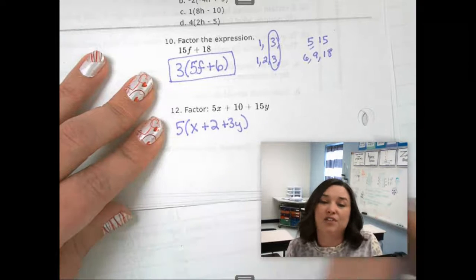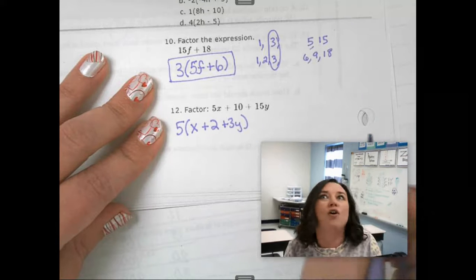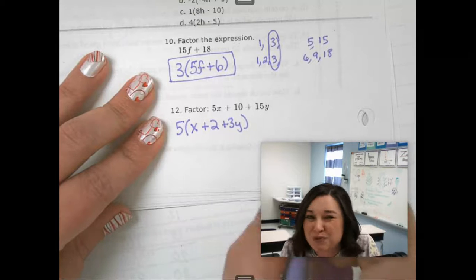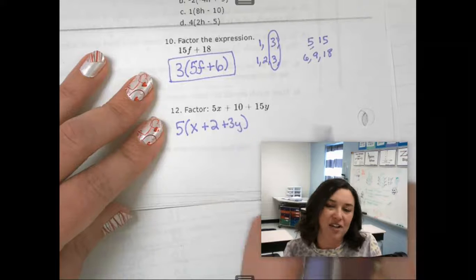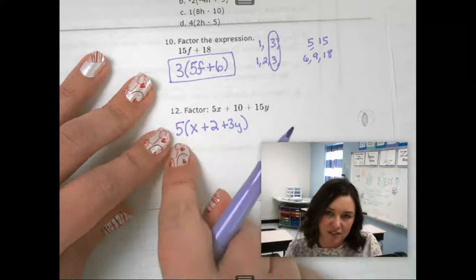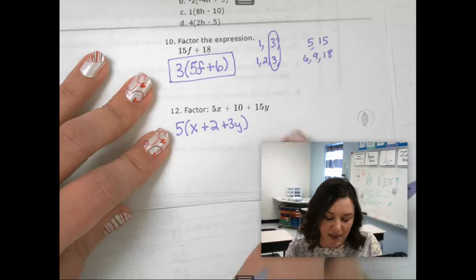It doesn't matter if there's 100 terms. You're going to have to figure out what all 100 have in common. I'm not going to give you more than 3. Most of the time, I'll just give you 2. But you figure out what they have in common. That goes out front. And then you divide each piece by that.